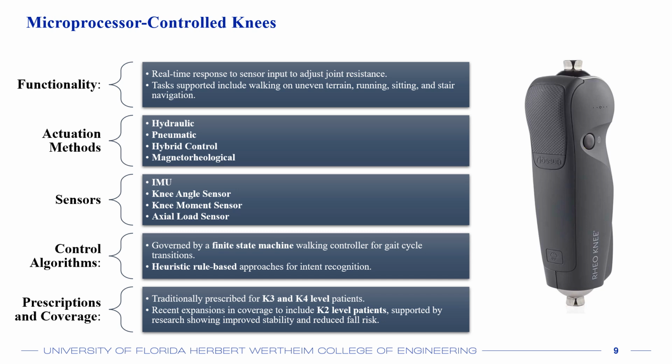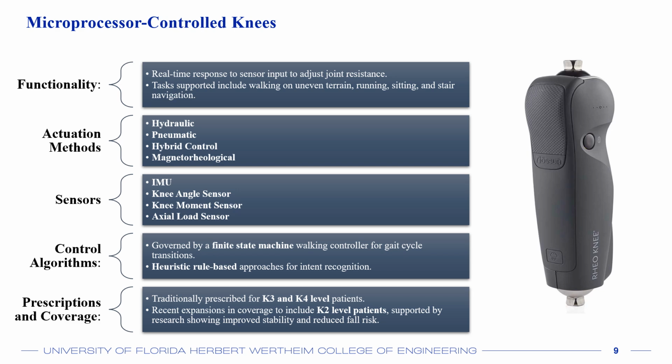With respect to intent recognition, this is the method by which these devices switch between user modes, and this is governed by a heuristic rule-based approach, which is again based on the thresholding of sensory information and is typically meant to be robust and unambiguous to prevent incidental mode activation. With respect to prescriptions and coverage, these devices have typically been prescribed to K3 and K4 level patients. However, recent legislation has encouraged the prescription to K2 patients, given the research backing increased stability and reduced fall risk associated with device use.